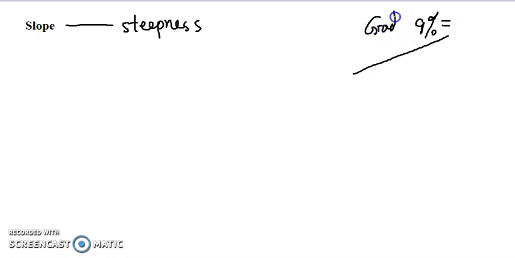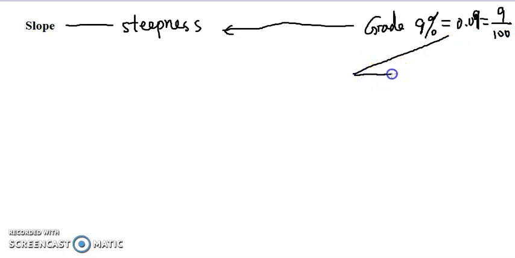If the grade is 9%, it's the same as saying the slope is 0.09. 9% can be converted to a decimal, 0.09. So usually for slope we don't use percent to describe it, but in real life when we talk about grade we use percentage. And so what does this mean? We know that 0.09 or 9% also means 9 divided by 100.